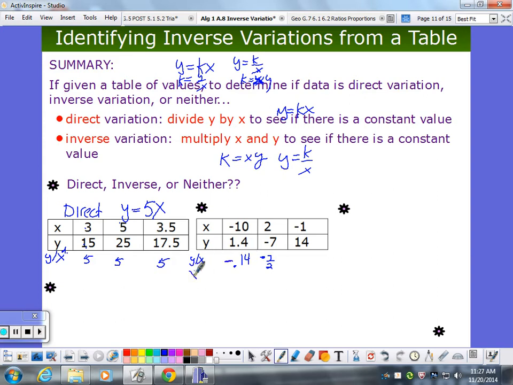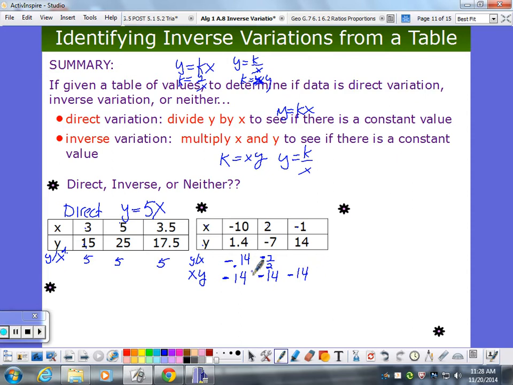No. Let's try our test for inverse. Inverse says multiply them. Negative 10 times 1.4, that's negative 14. 2 times negative 7, negative 14. Negative 1 times 14, negative 14. They're all the same number.